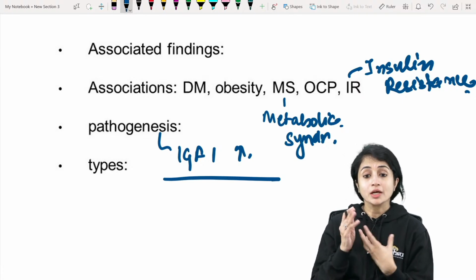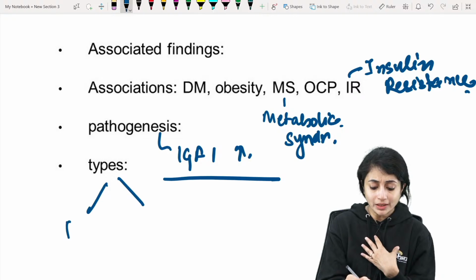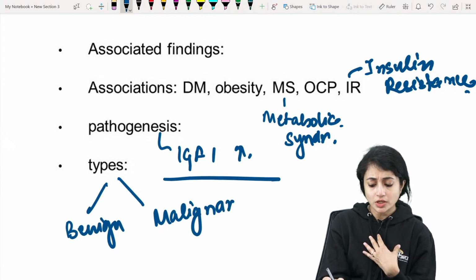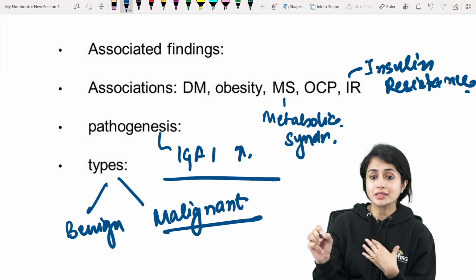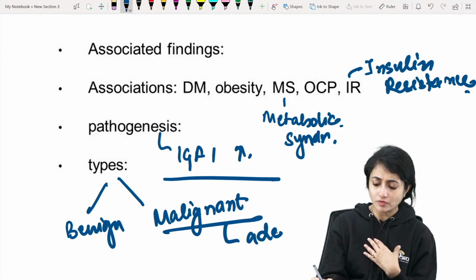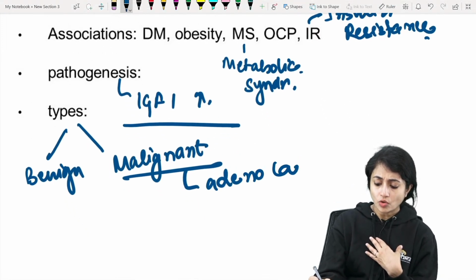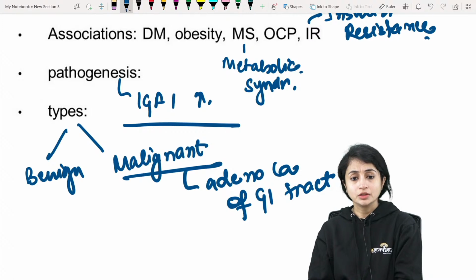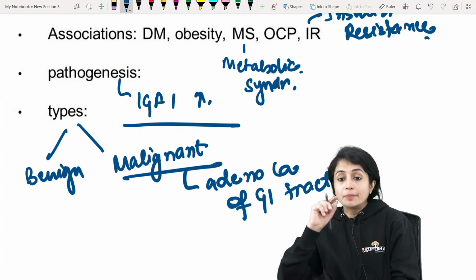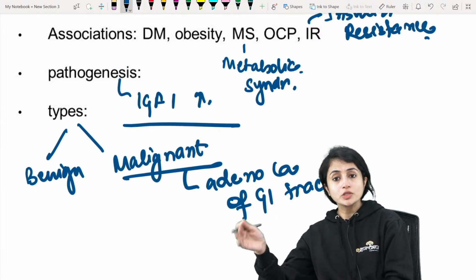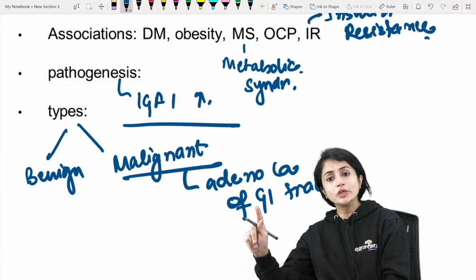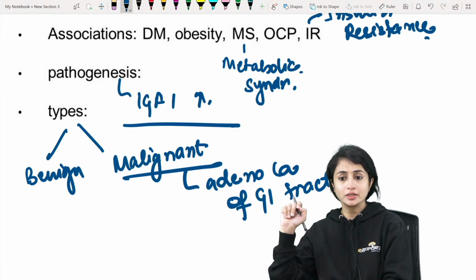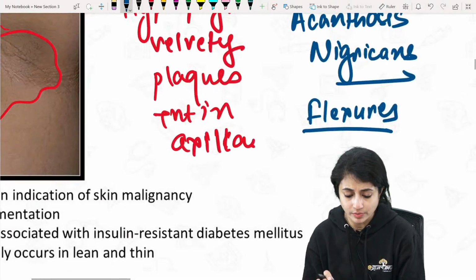This acanthosis can be benign or it can also be malignant. So what do I mean by malignant? When it is associated with underlying malignancy. What malignancy? It is usually associated with adenocarcinoma of GI tract. So malignant AN is a pre-malignant dermatosis. What are pre-malignant dermatoses? Which are in themselves not malignant but point towards an underlying malignancy. So the underlying malignancy is adenocarcinoma of GI tract. Okay, so this is all that is important about acanthosis.